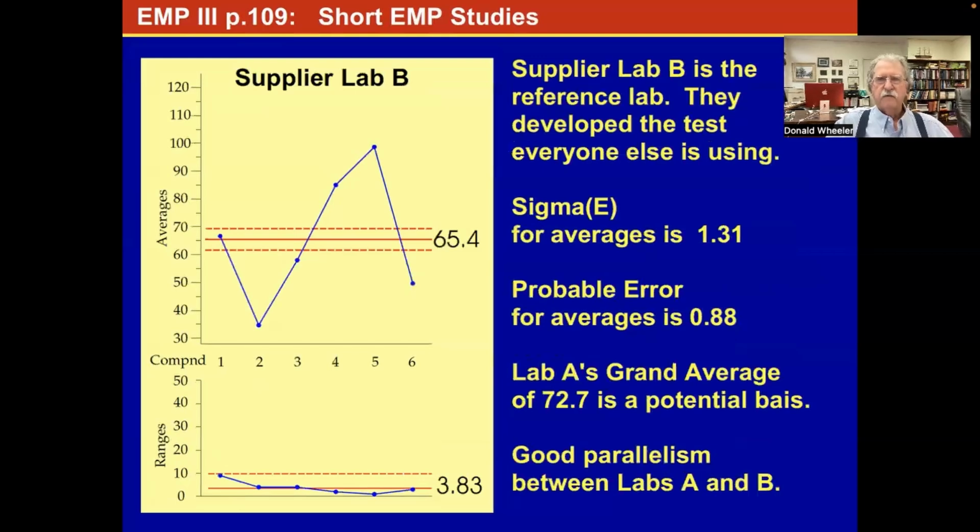Supplier lab B is the reference lab. They developed the test procedure everyone else is using. Their sigma E for averages is 1.31. So their probable error for averages is about 0.9. They produce numbers that are good plus or minus 1. And the difference in their grand average and the grand average for lab A is a potential bias between the two labs. But because these are the same 6 compounds, we expect to see, and we do see, good parallelism between labs A and B.